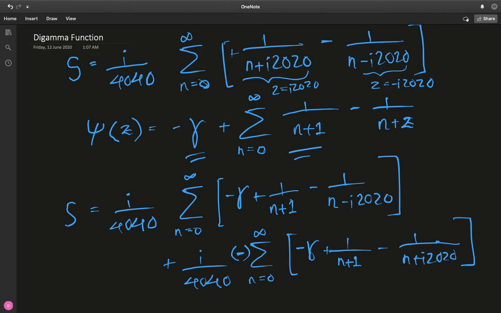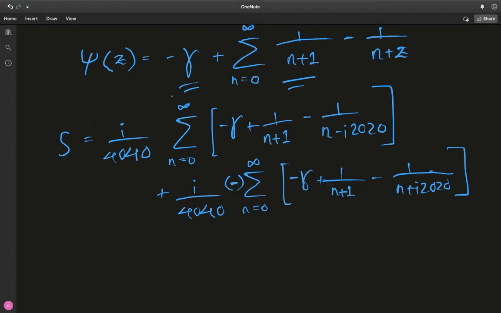So because of this difference, we could add and subtract Euler-Mascheroni and this 1 over n plus 1 factor to get basically two distinct infinite sums.